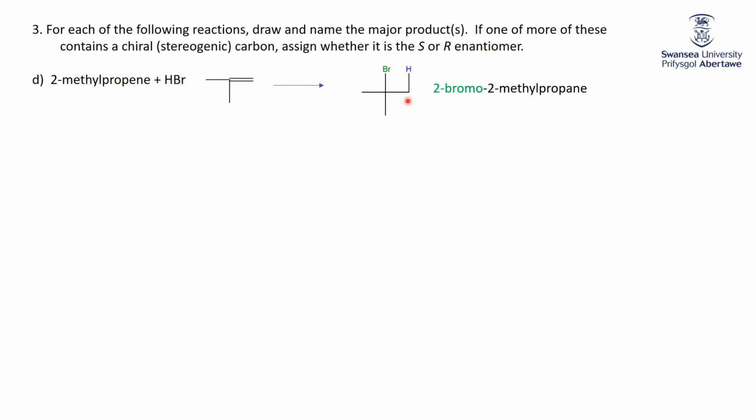Now the question is, do we have any chiral stereogenic carbons? This carbon is a methyl group. And this carbon with the bromine has got 1, 2, 3 methyl groups on it. So definitely not a chiral issue.